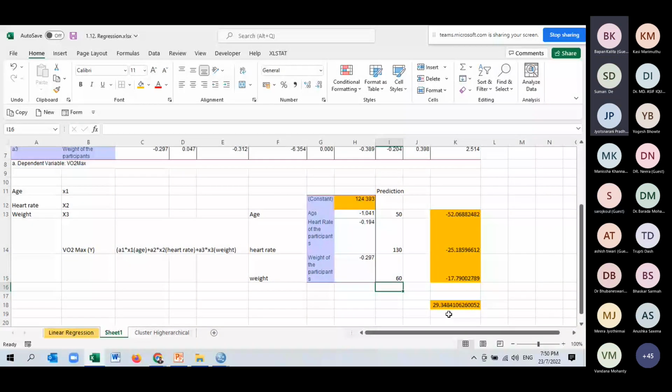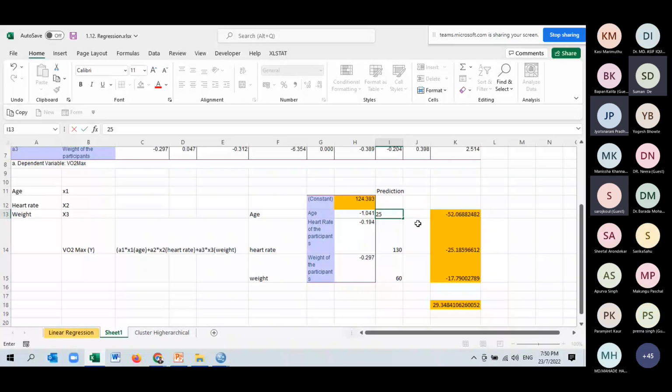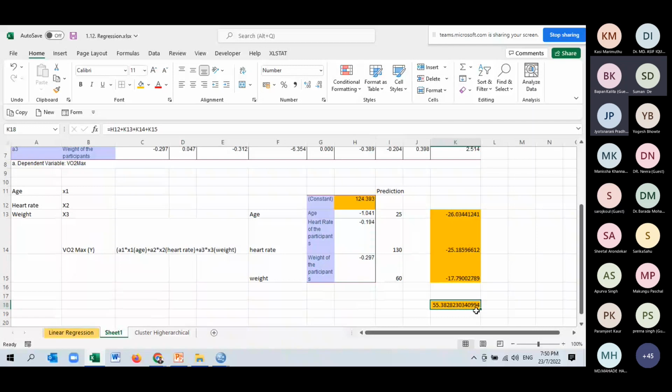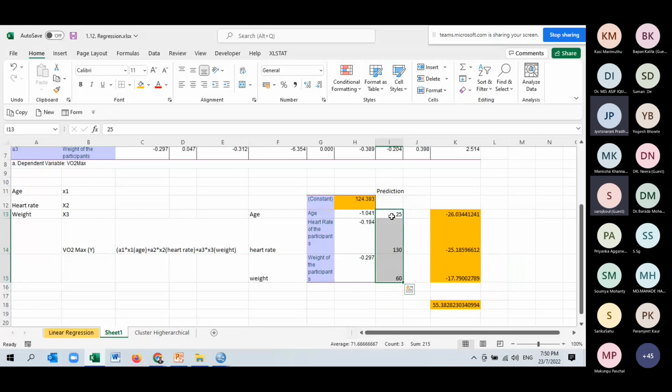For example, if someone's age is 25, what does it mean? If I modify the independent variable, accordingly the VO2 capacity is changed. A younger one will have more capacity, more VO2 max. Agree? So when you modify your independent variable, your outcome variable also will be influenced, depending upon the unstandardized coefficient and the independent variable values.